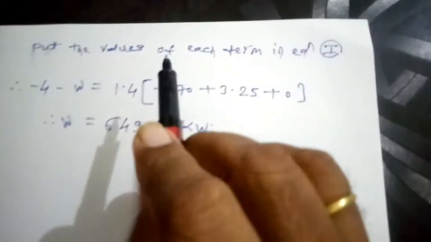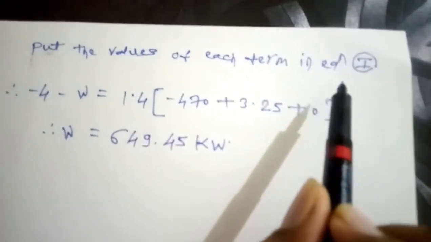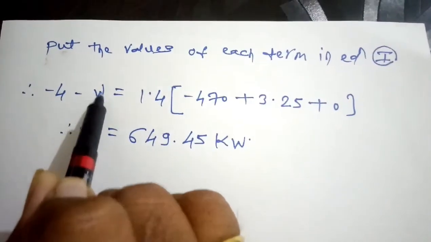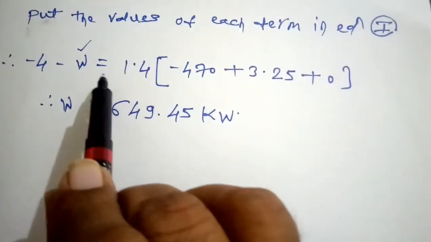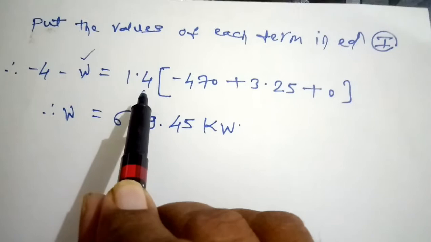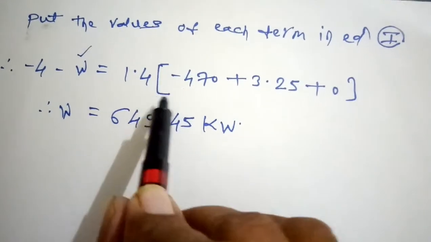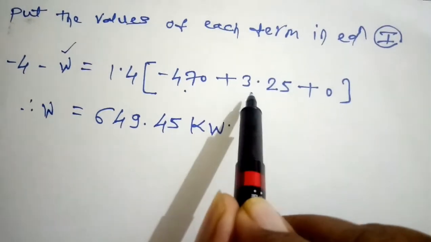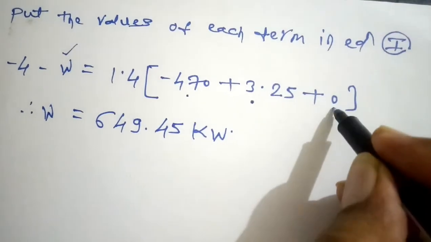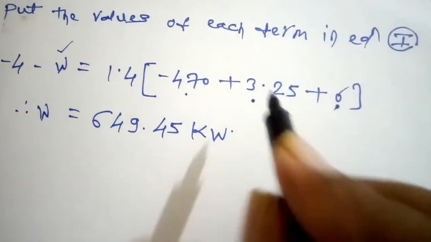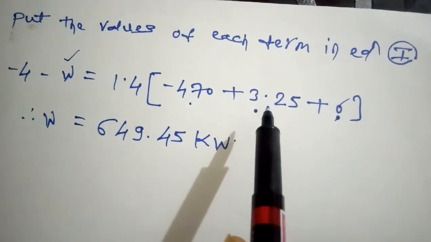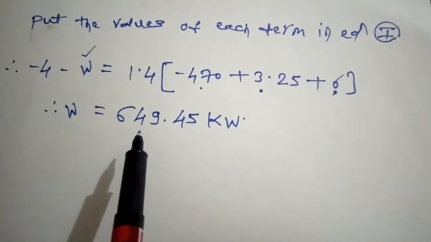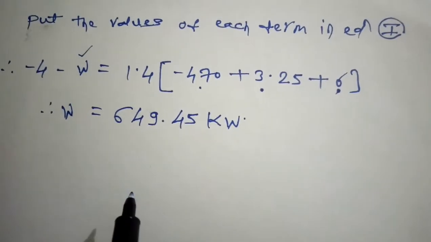Put all the values of each term in equation 1. So Q is minus 4, minus W, that W we want to calculate, is equal to 1.4, that is the mass flow rate, multiplied by the change in enthalpy plus change in kinetic energy plus 0, which is the change in potential energy. It is a neglected term. So after the calculation, we get the value, that is, power developed by the turbine is 649.45 kilowatt.